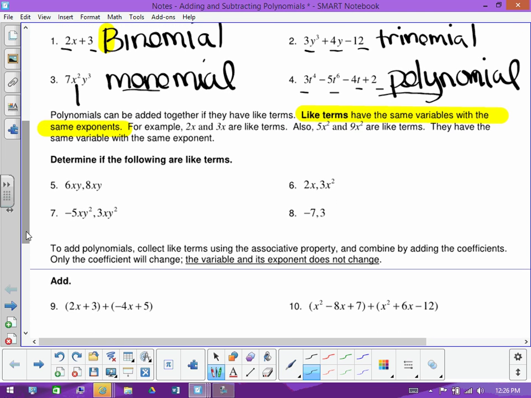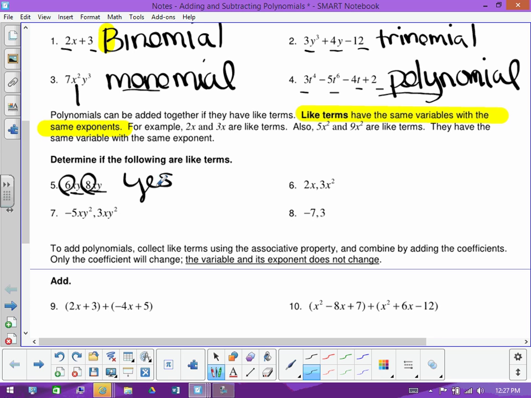So number 5, 6xy and 8xy. Are those like terms? Yes, because you're looking at this part right here, not the coefficient. The number that's in front is a coefficient. The number part is the coefficient if you have any letters with it. If the letters are the same and have the same exponent, it is like terms.